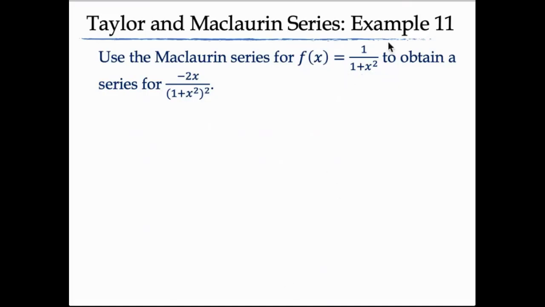Once I do that, I can find its derivative. So the derivative of this gives me this. Then I can find the derivative of my series for 1 over 1 plus x squared. And then I could find my Maclaurin series for this derivative. So there's a lot of things going on here, okay? So I want to find the series for 1 over 1 plus x squared.